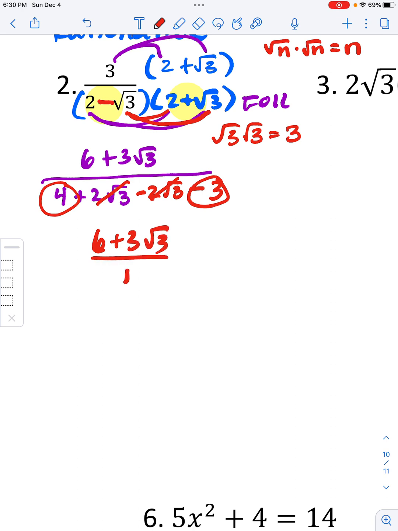And you could leave your answer like that, but because it's a 1, you can also just ignore it because we don't write every single thing in the universe over 1. We don't have that kind of time. But I would accept either of those answers.